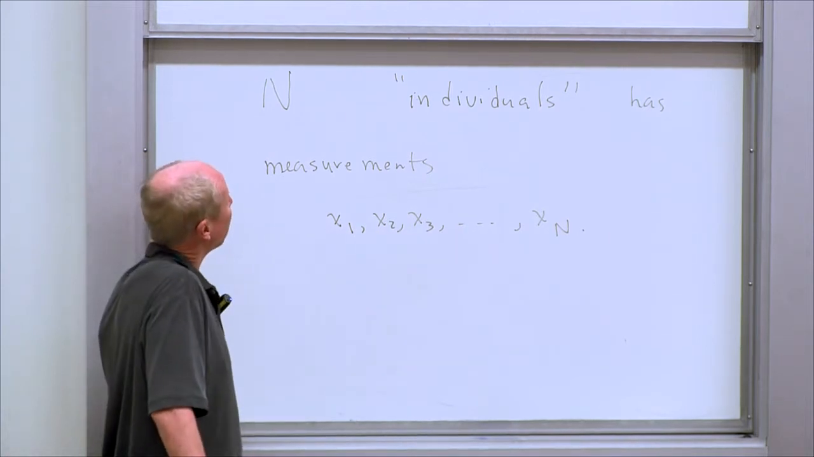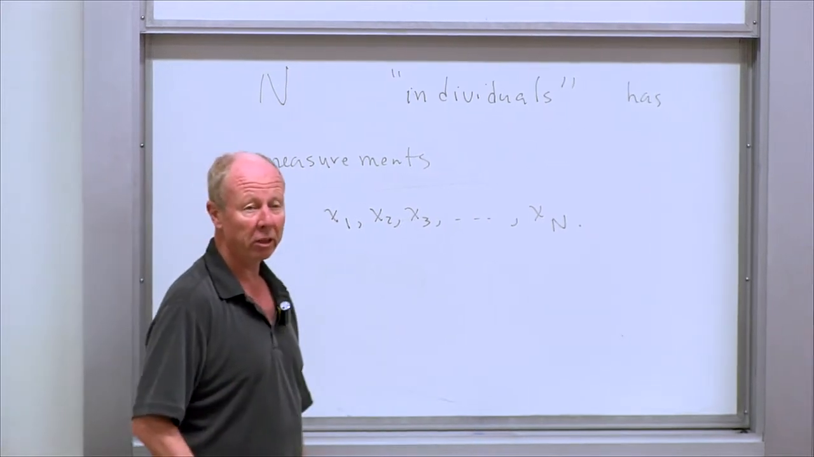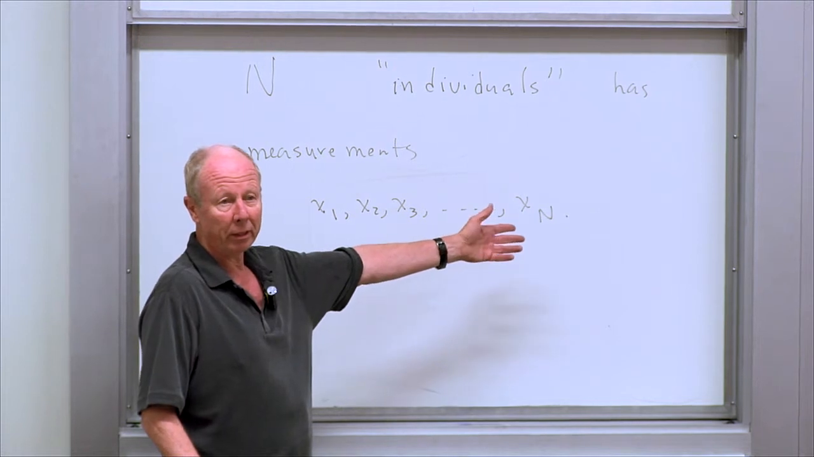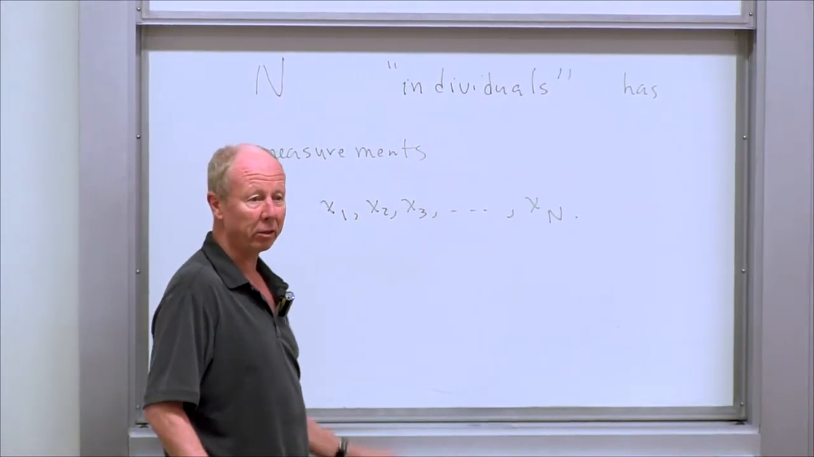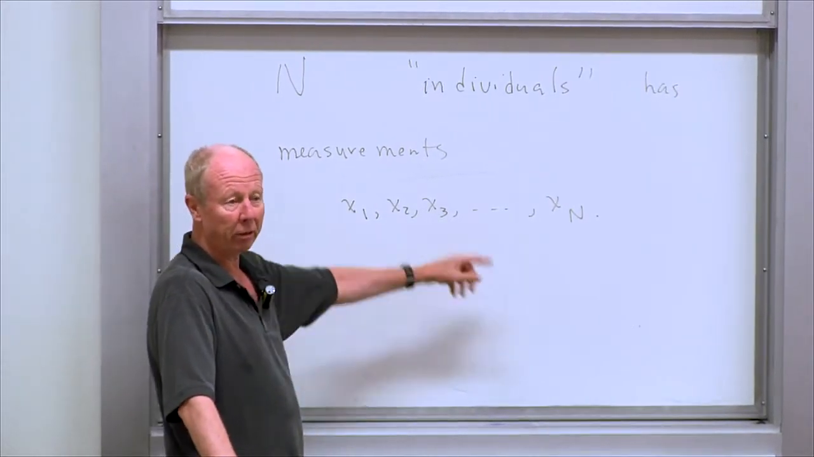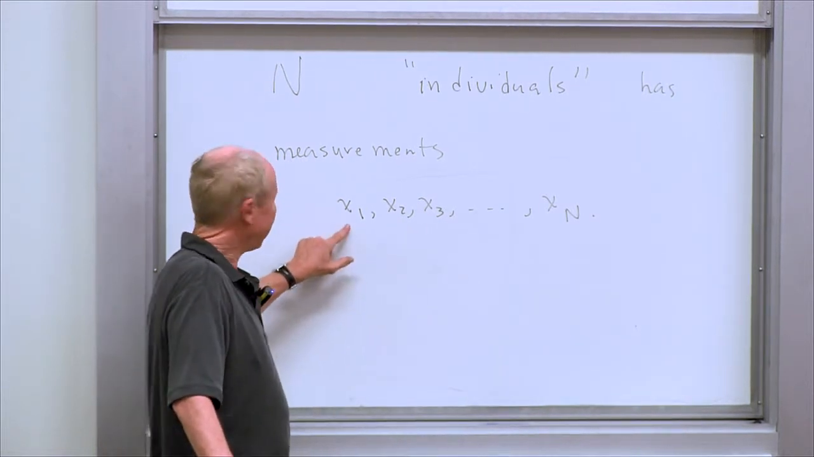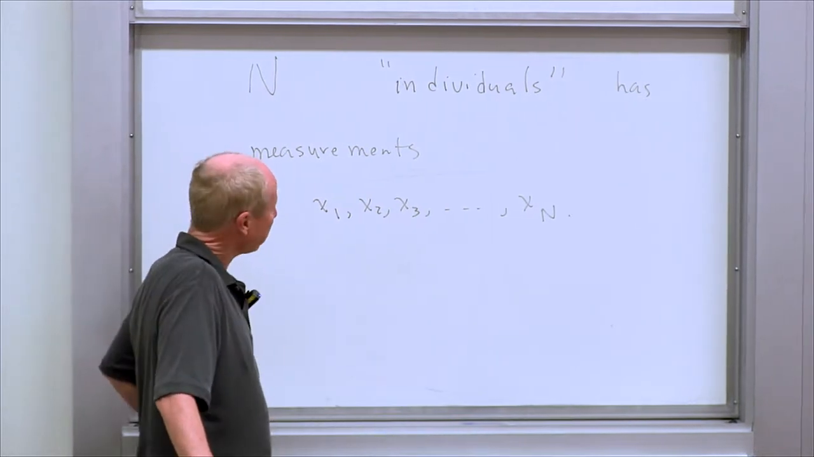So what are some examples of individuals in a population? It could be this university, and this could be the heights of the students in the university. So this is the height of the first student, the height of the second one, height of the third one, et cetera. Or it could be their SAT scores. This could be the SAT score of student 1, SAT score of student 2, et cetera.